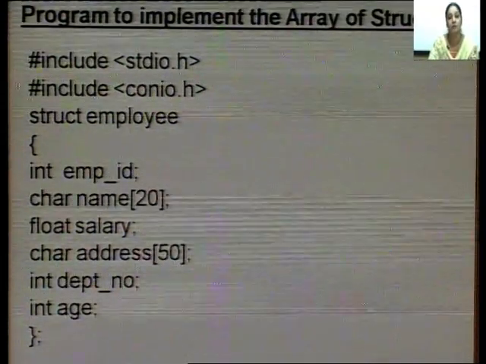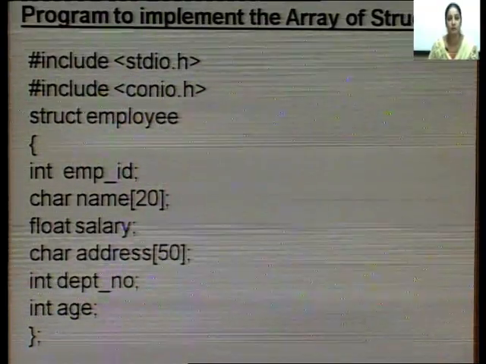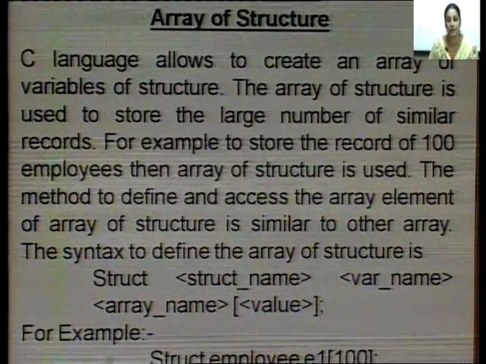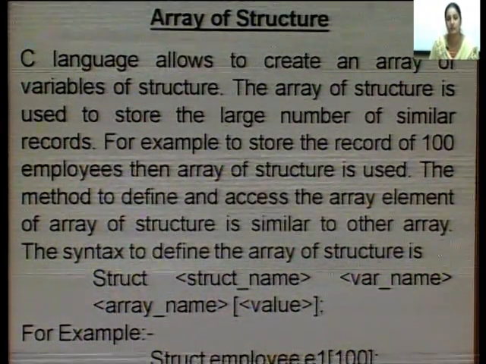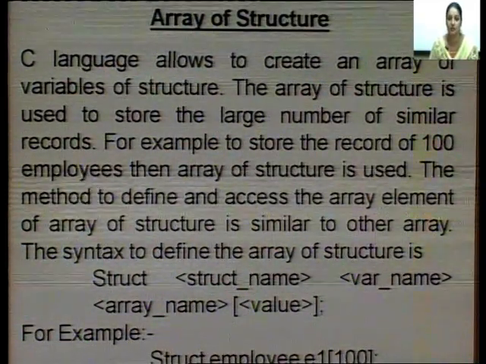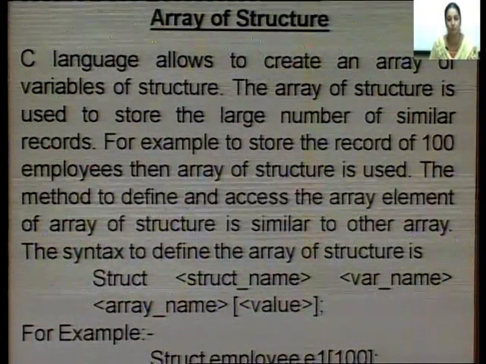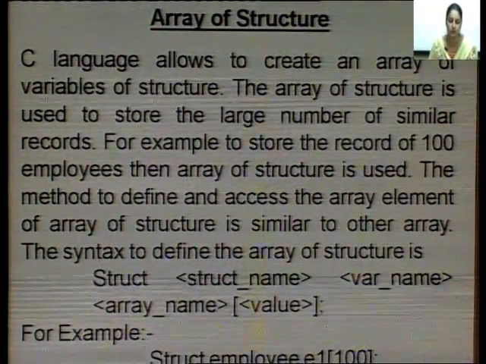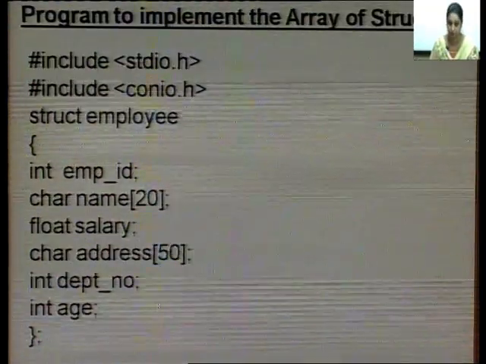Now the program to implement the array of the structure. The example to define the array is struct employee E1[100]. Here struct is a keyword, employee is the name of the structure, E1 is the array name or variable name, and 100 is the index value for the array. The total number of employees is 100, so I give 100 here. You can give any range you want, and it ends with a semicolon.